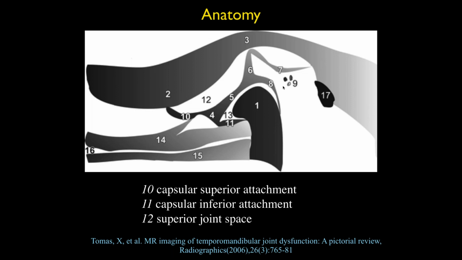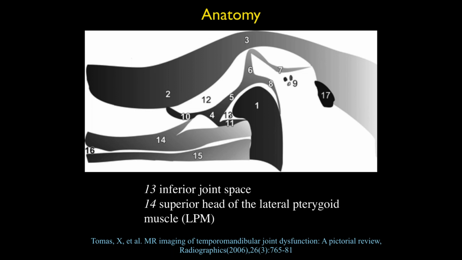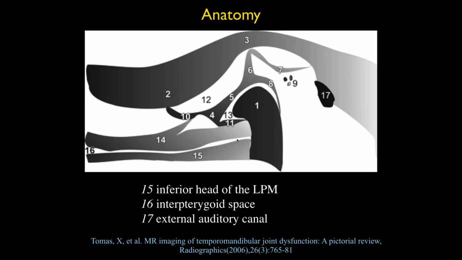And then there are a lot of vascular structures back here. And then as we go more anteriorly, here's the superior attachment anteriorly of the capsule, the inferior attachment, and this is called the superior recess. And down here, 13 is the inferior recess, and 14 here is the superior head of the lateral pterygoid muscle, which comes here and attaches in multiple places here. And then 15 is the inferior head of the lateral pterygoid muscle, and this is the interpterygoid space in between the two. And then here's the external auditory canal back here. So these are the structures that we're going to be looking at.